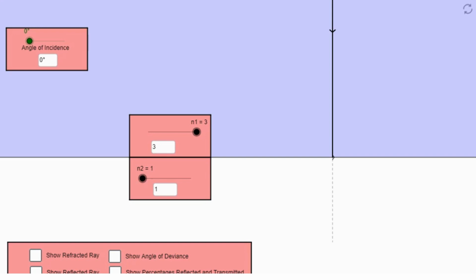So what is reflection? When a ray of light approaches a smooth polished surface and the light ray bounces back, it is called reflection of light. The light ray which approaches the surface is the incident ray. The light ray that lands on the surface and is reflected off the surface, bouncing back, is nothing but the reflected ray.